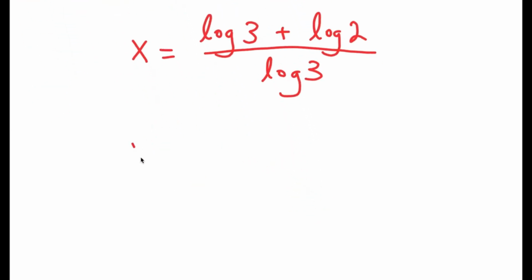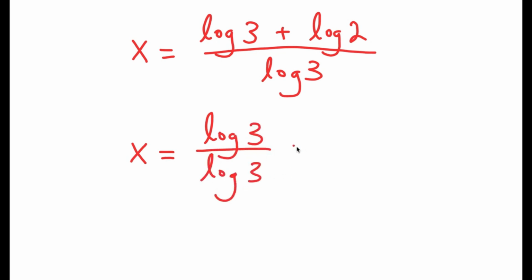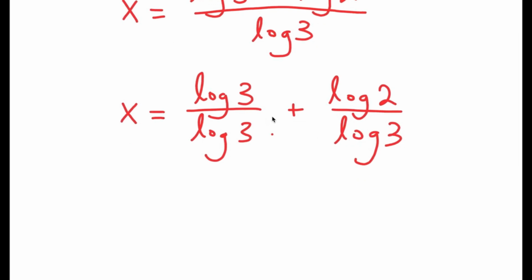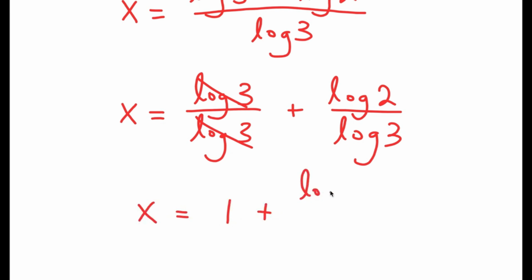So now this turns into log of 3 over log 3 plus log of 2 over log 3. And now these two cancel out, so I get x is equal to 1 plus log of 2 over log of 3.